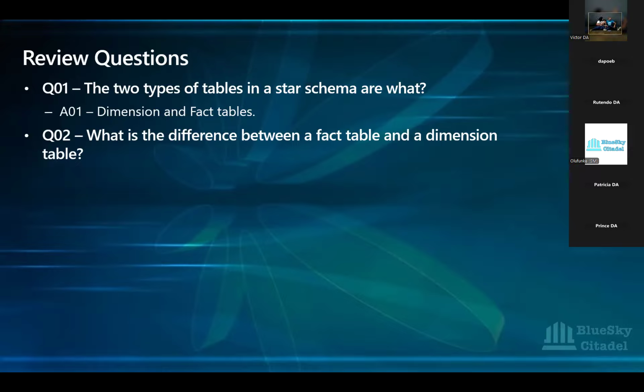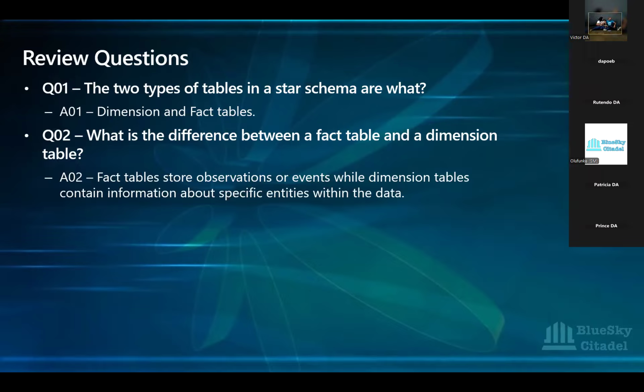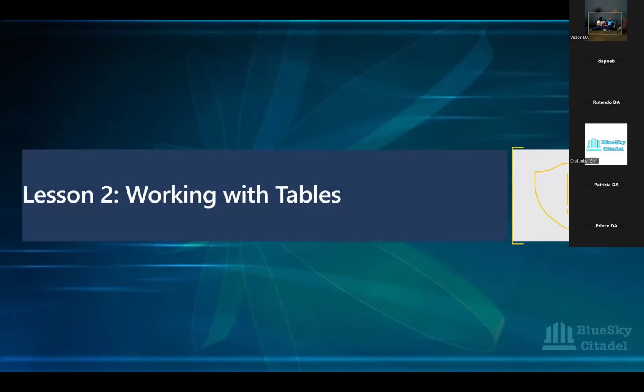Hi. What's the difference? Because of time, I won't wait for you. Fact tables store observations or events, while dimension tables contain information about specific entities within the data. Good. Let's move on. Working with tables.